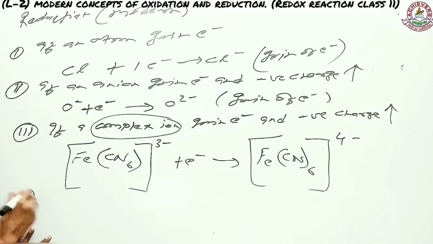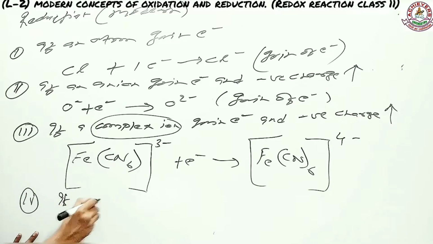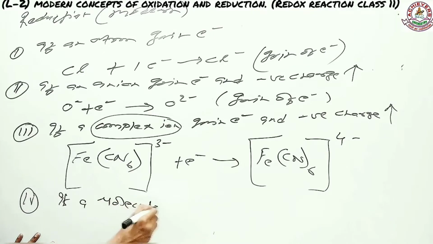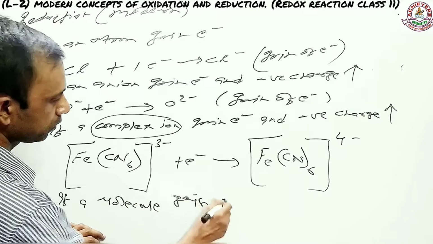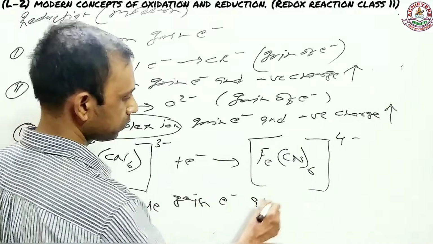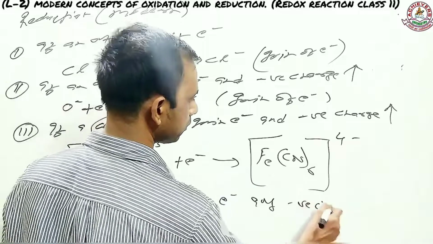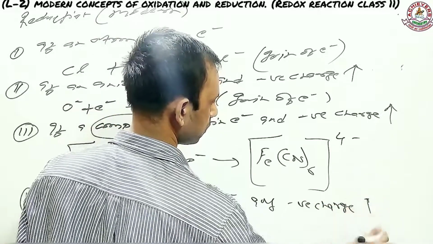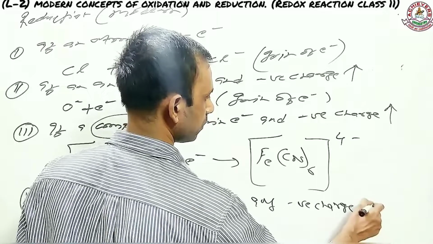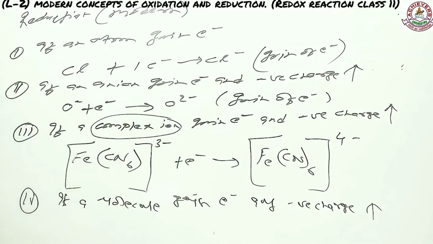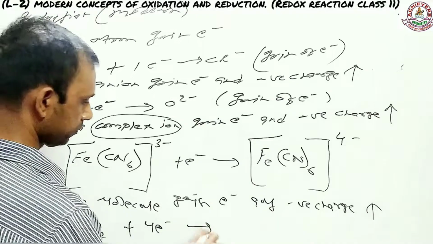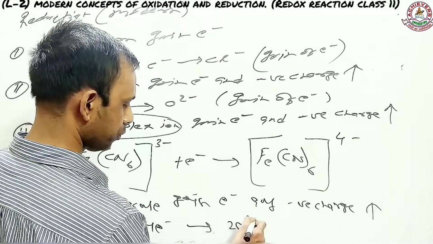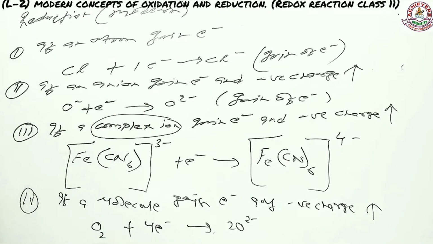Now the fourth case is that if a molecule gains electron and negative charge increases, this is also a case of reduction. How? This is like O2 gaining further 4 electrons, so this will become 2 O2 negative, right? So this is how you can define it.